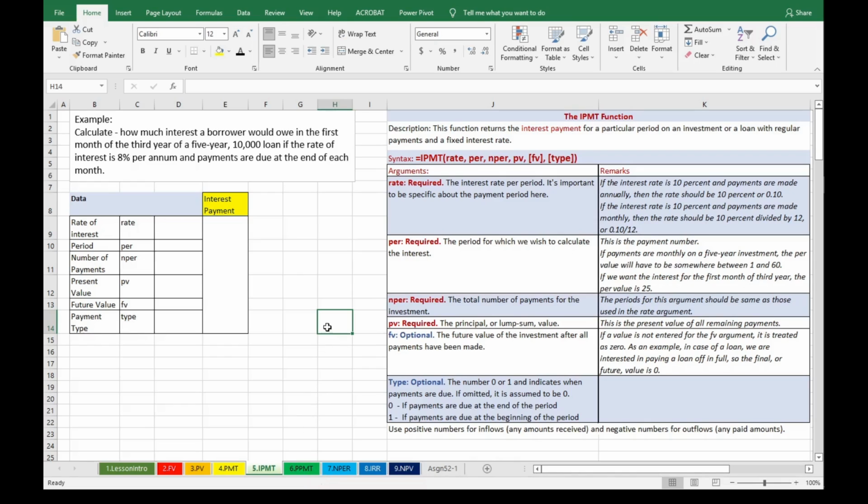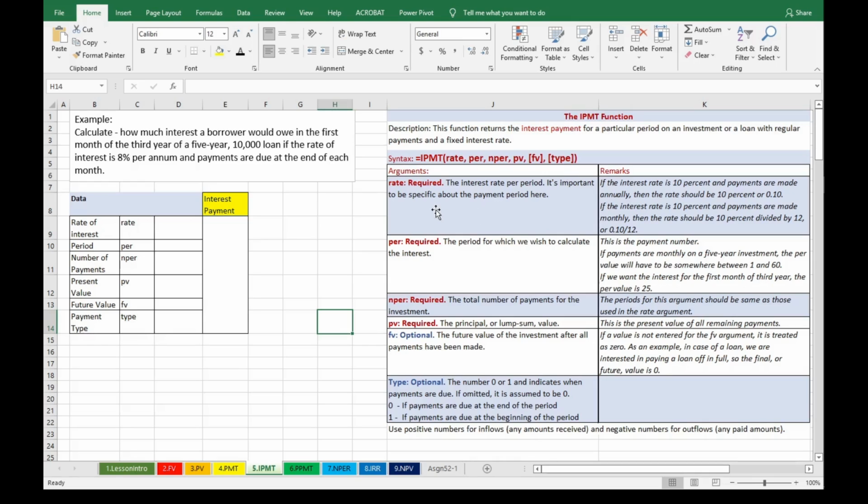So let's see the IPMT function. This function returns the interest payment for a particular payment of an investment or a loan with regular payments and a fixed interest rate. The syntax is similar to all the functions we saw earlier. The syntax is IPMT, then we have rate, PER, NPER and PV. So four are the required arguments. Then we have FV and type, which are optional arguments. So let's see each argument.